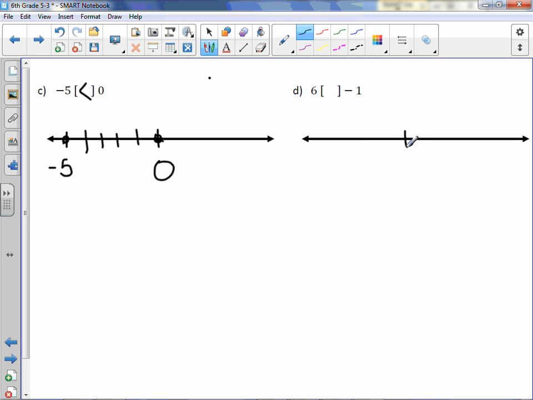We have 6 and -1. Here's 0. -1 is here. 1, 2, 3, 4, 5, 6 is somewhere around here. The number furthest to the right is 6. So 6 is greater than -1.